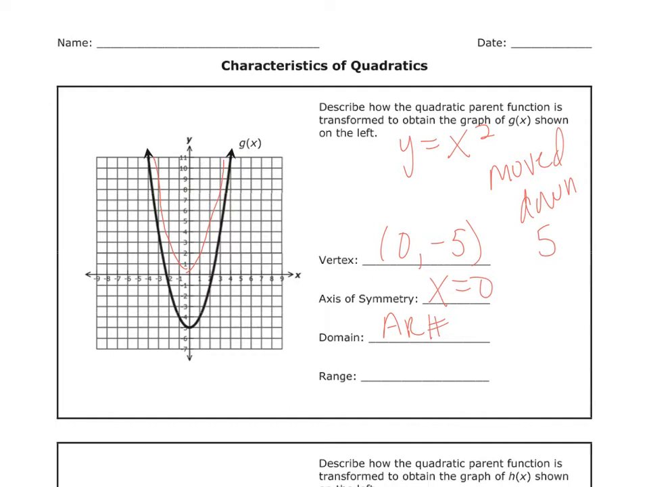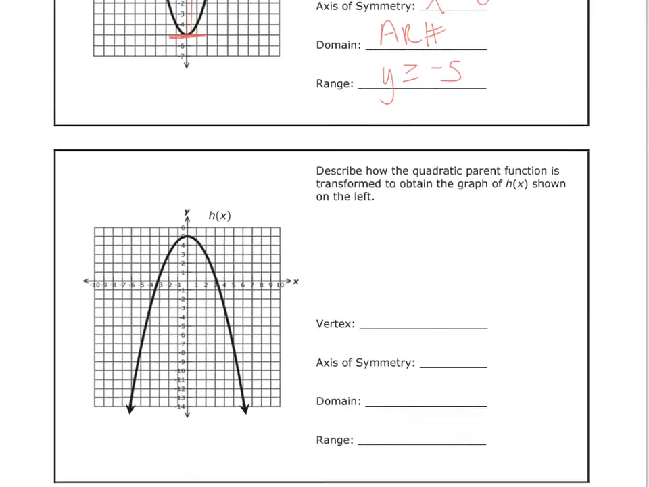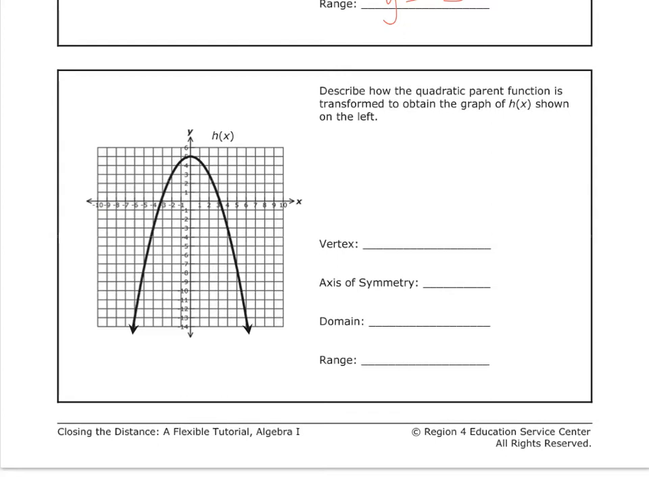But the range has changed. Now the range is going to be y is greater than or equal to -5 because it's right here and going everything above it. So it's greater than or equal to -5. Now, what I want you to do is try the second one. What I prefer you do is go ahead and pause the video now and then try it and then come back and check it. So go ahead and pause it now and come back in just a minute.